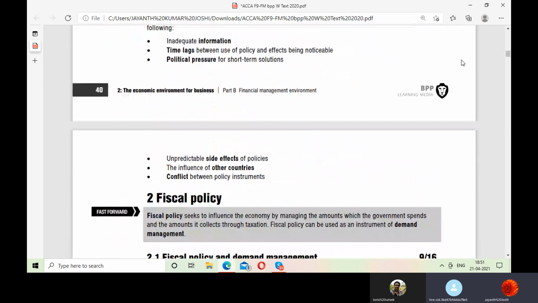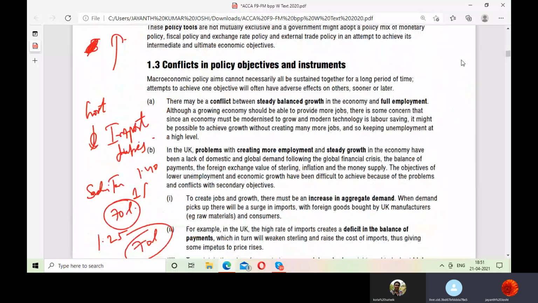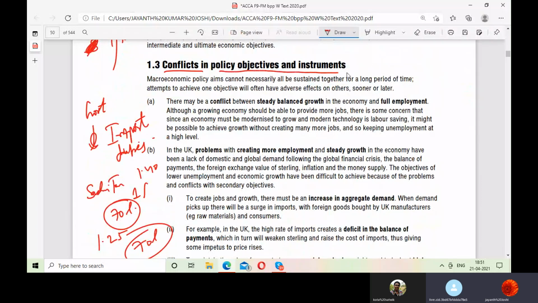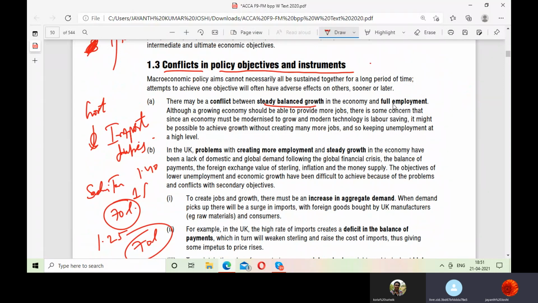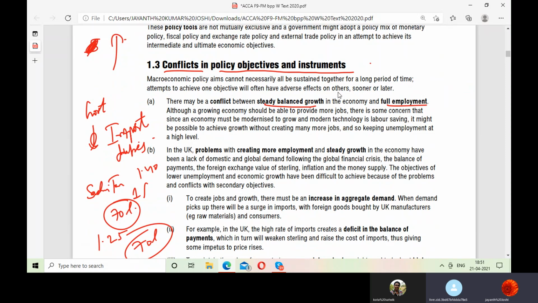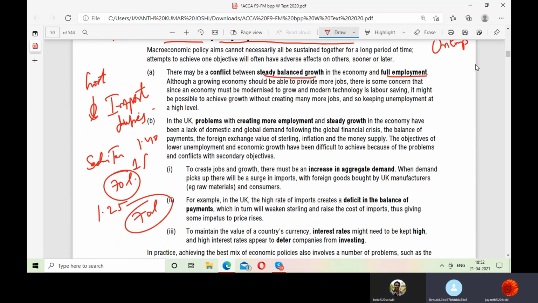Making policy is not the only challenge. The other challenge policy makers face is conflicts in policy objectives and instruments. See, definitely we want steady balanced growth and we want full employment. But we also want to become a modern economy with technology. And if we bring big machinery, what about the labor then? We are using machine intensive techniques. We won't have labor, and that will create unemployment. I don't know how good you people are in economics. It's completely economics only.